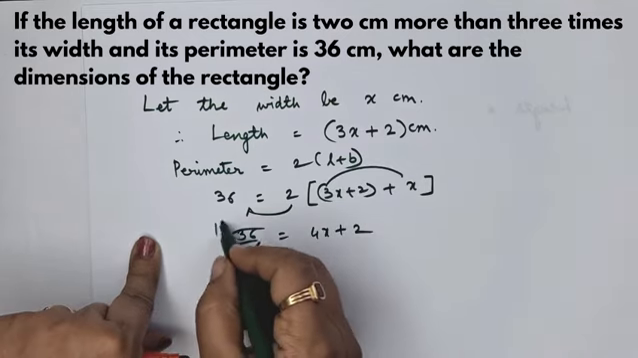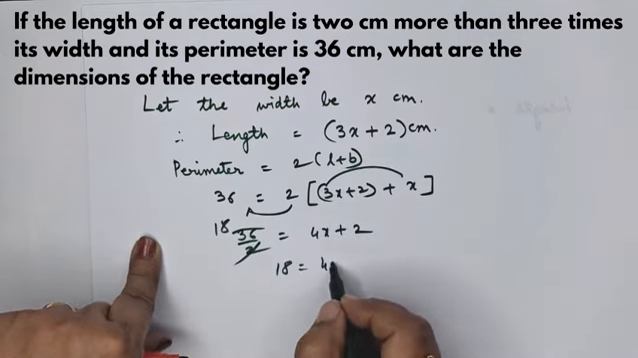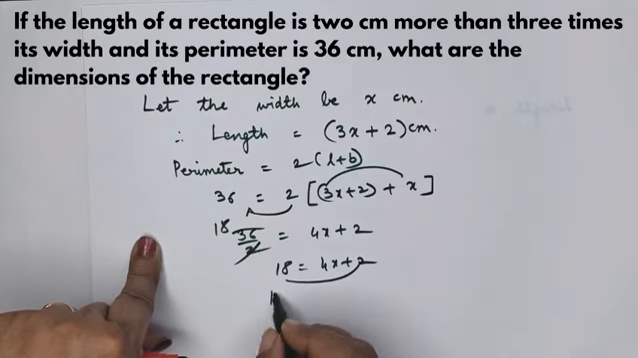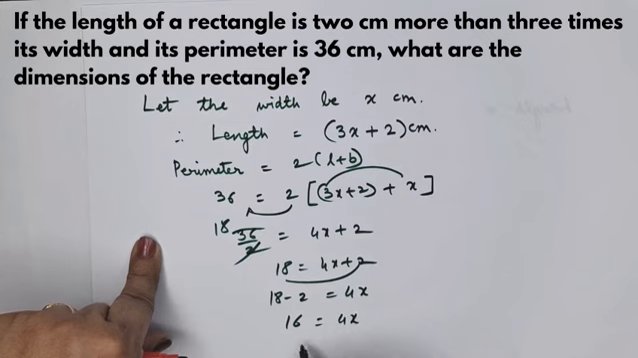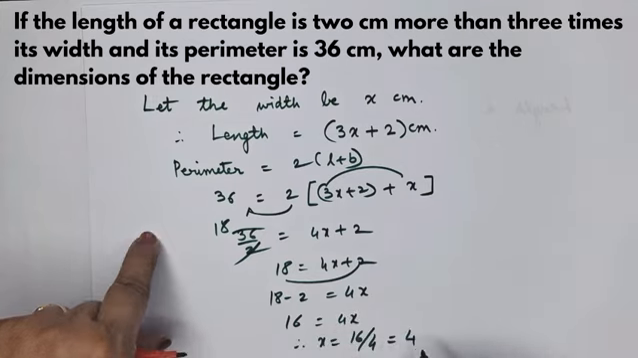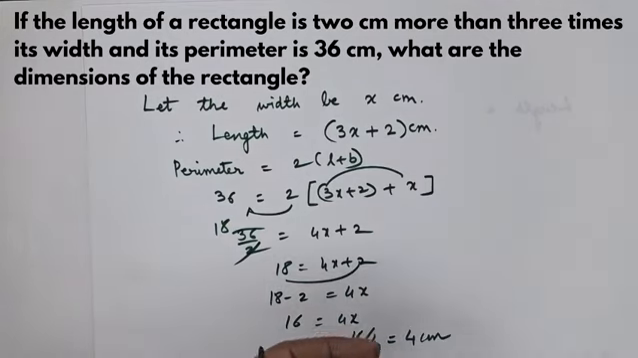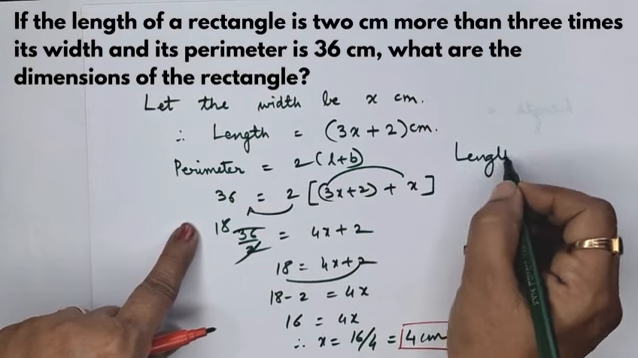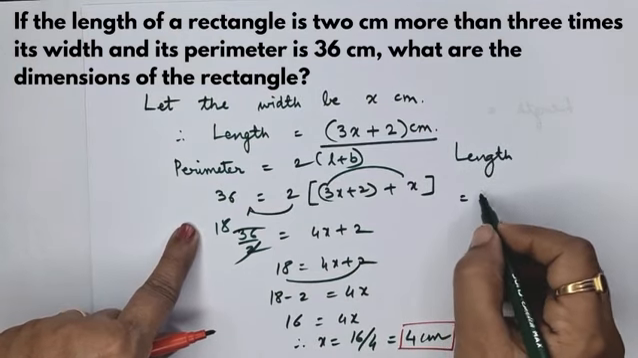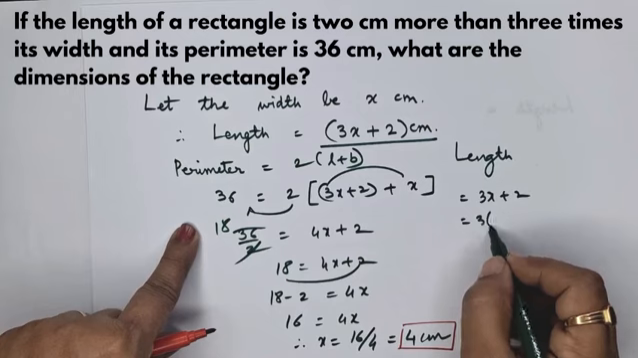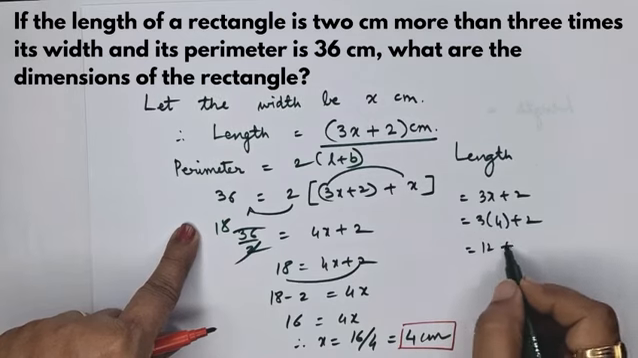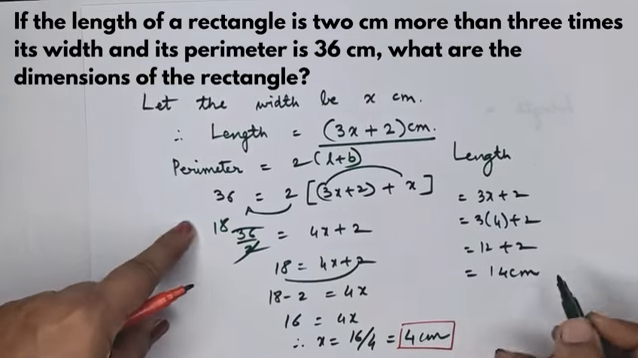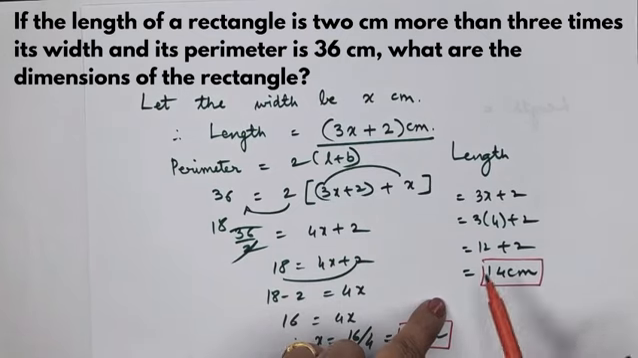As we see, we get the value of x after solving this equation as 18 minus 2 is equal to 4x. Therefore, 16 is equal to 4x. Now, x is equal to 16 upon 4, which is nothing but 4 centimeter. Putting this value of x into length is equal to 3x plus 2, 3 into (4) plus 2 is 12 plus 2 is equal to 14 centimeter.